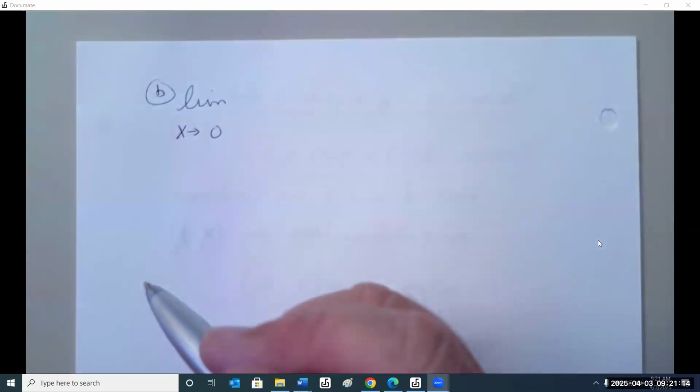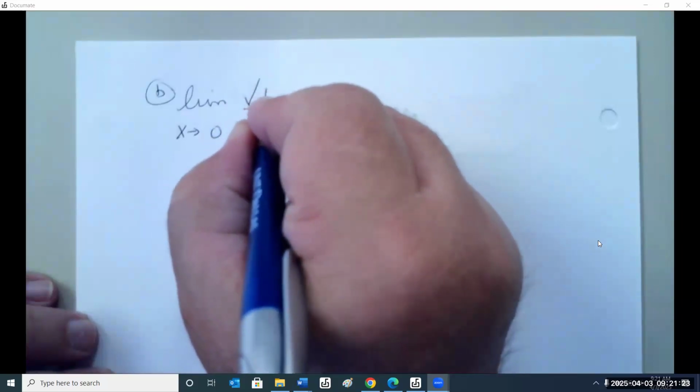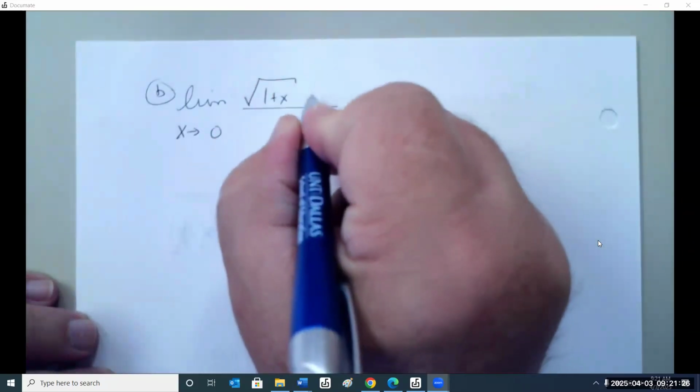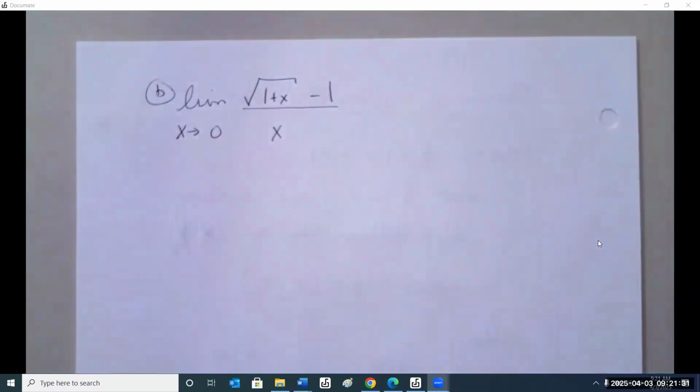Let's look at B. The limit as x approaches 0. Does it always have to approach 0? No, it's just whatever value makes both top and bottom equal 0. So here we have our function. Limit as x approaches 0 of square root of 1 plus x minus 1 over x.